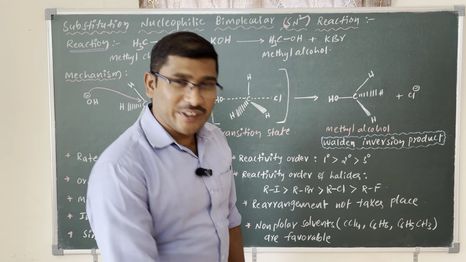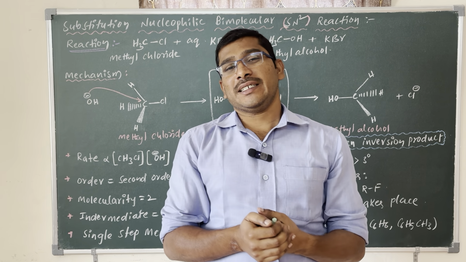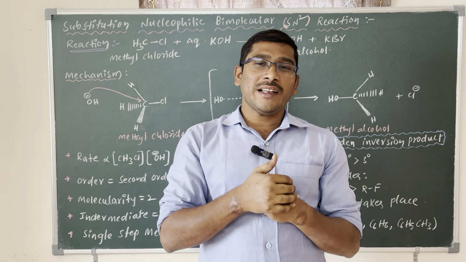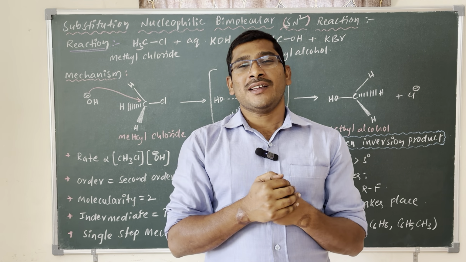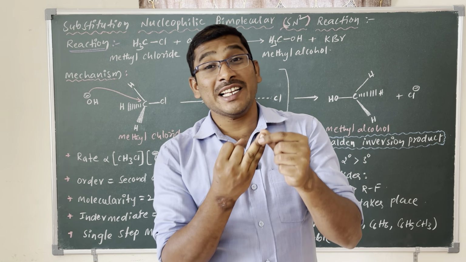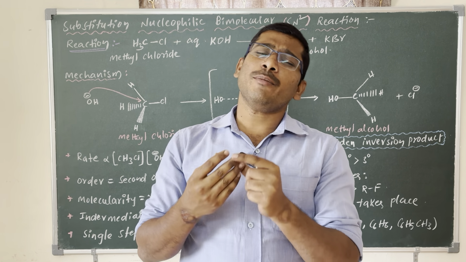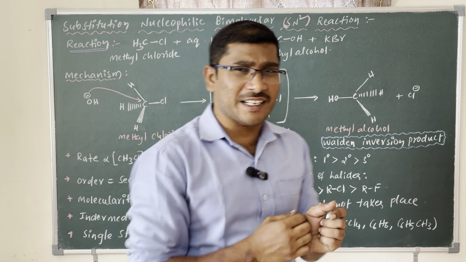Today we are going to discuss one of the important topics from haloalkanes, not haloarenes, haloalkanes. Haloalkanes majorly involve in 4 types of chemical reactions. Number 1 is nucleophilic substitution reactions. Number 2 is elimination reactions. Number 3 is reaction with metals. Number 4 is generally reduction reactions. 4 types of chemical reactions are there.